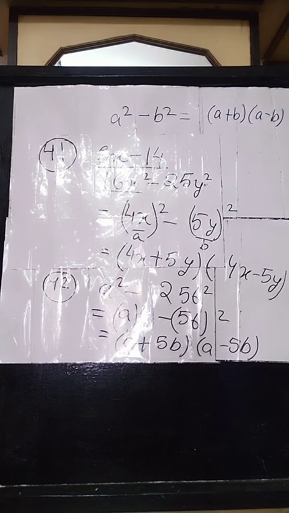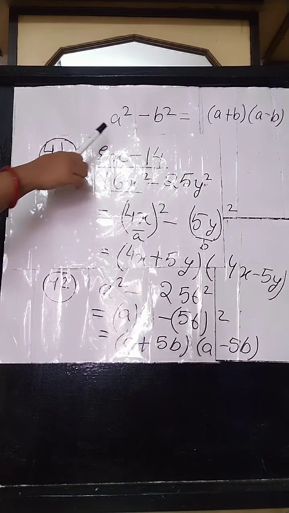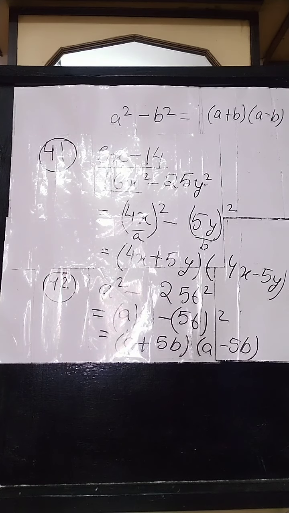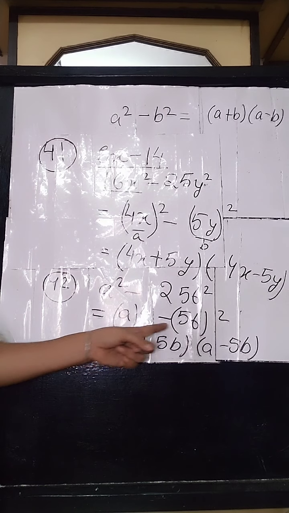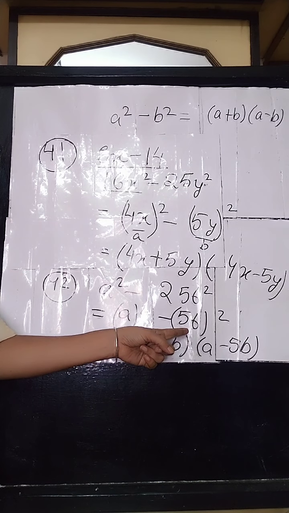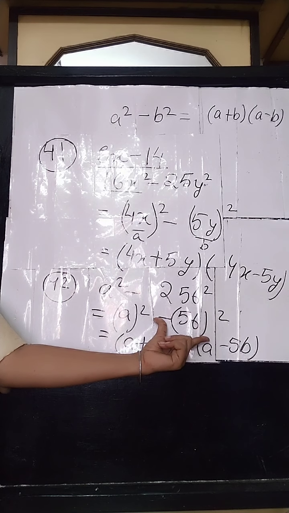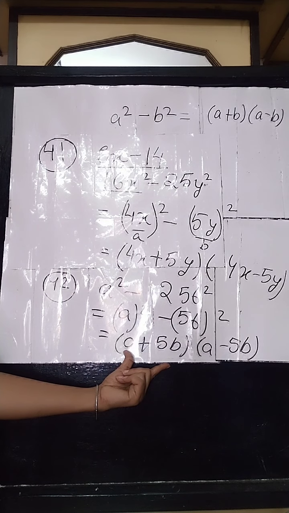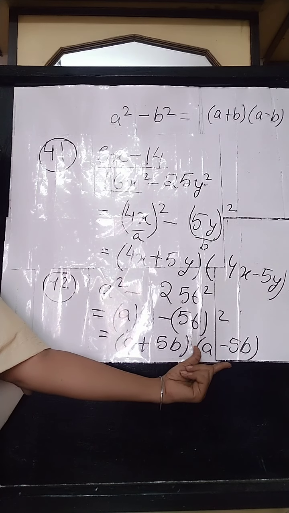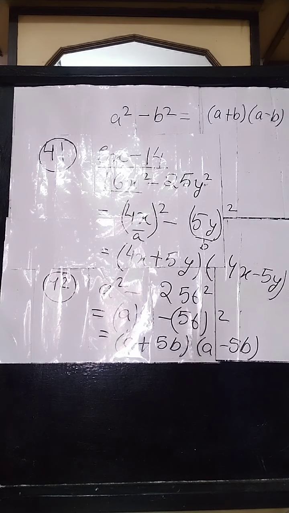Implementing the formula of a square minus b square is equal to a plus b into a minus b. Here this is a and this is b, 5b is b. That means this is the square of the first term and this is the square of the second term. So first term plus second term into first term minus second term. This is what we have learned from the formula and we are implementing in sum number 42. So now very quickly we will solve sum number 43.